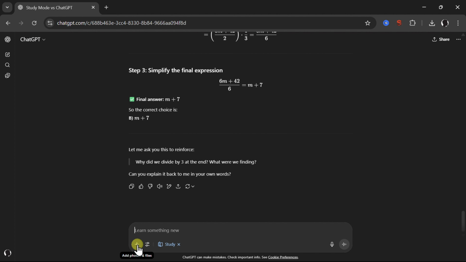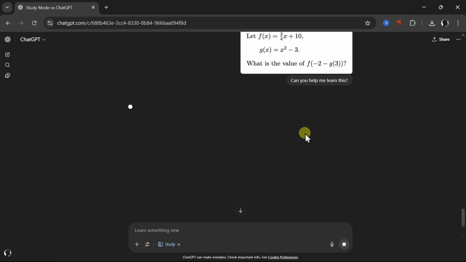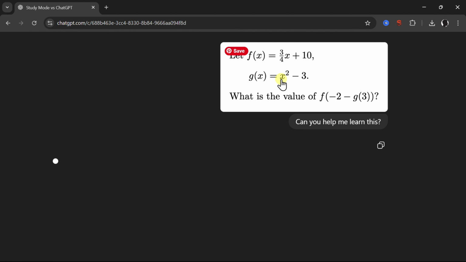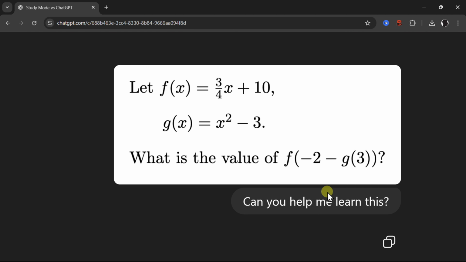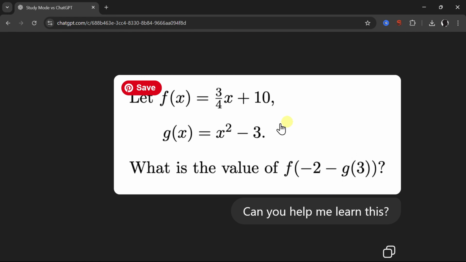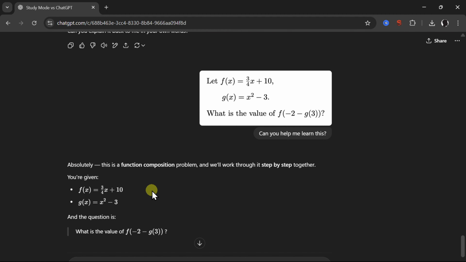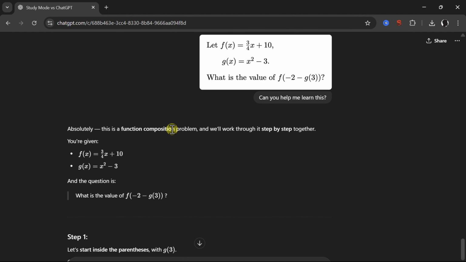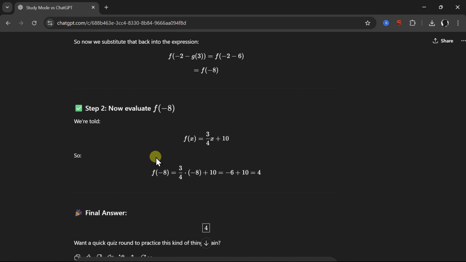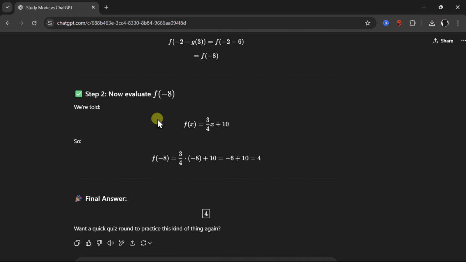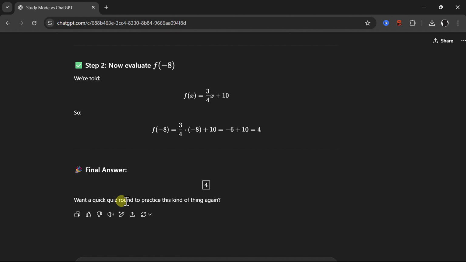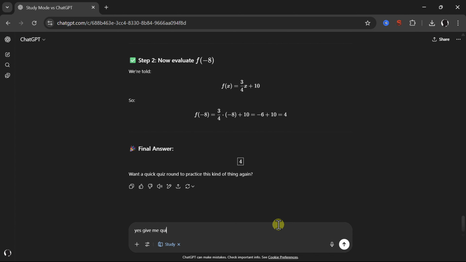Now let's try a similar thing. So here we have an additional, kind of complicated problem. Let's see. Let f of x equal 3 divided by 4 x, fine. Complicated things. I was way back learning complicated math. Absolutely. This is a function composition problem and we'll work through it step by step together. So you see, everything is being done here like a teacher. So final answer is 4. And now it offered me, want a quick quiz round to practice this before the exam, for example.